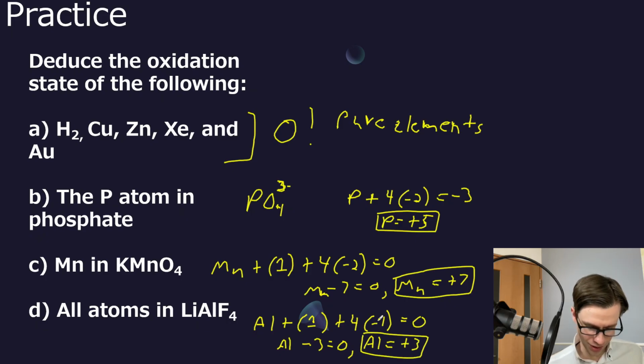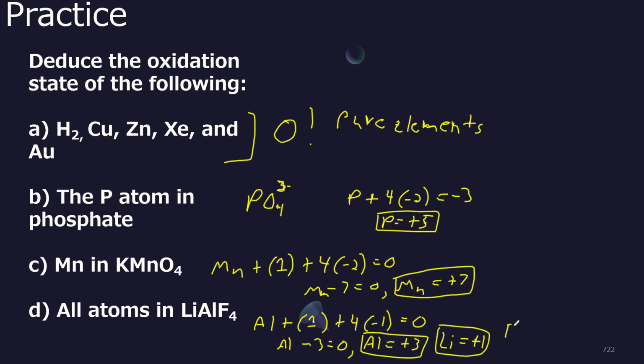Now this question does say label all of them, so I will also write, we knew Li as an alkali metal is +1. We know F, when it is in compounds, is always -1. Okay, good practice, but I do have much more.